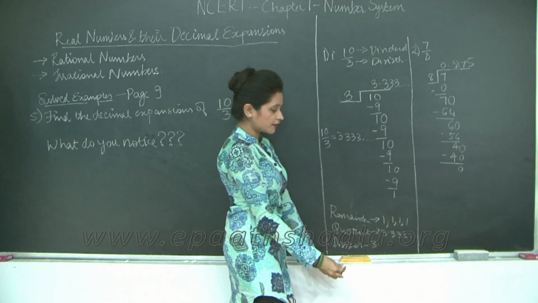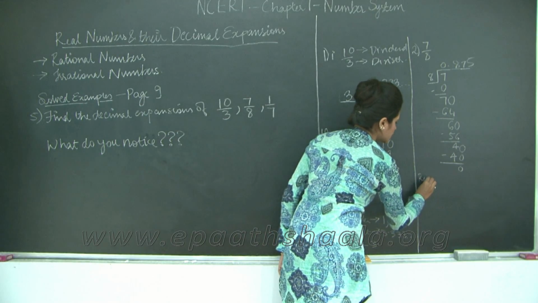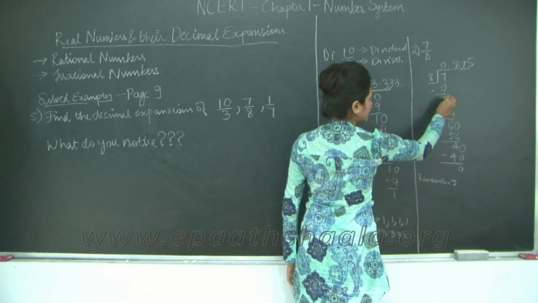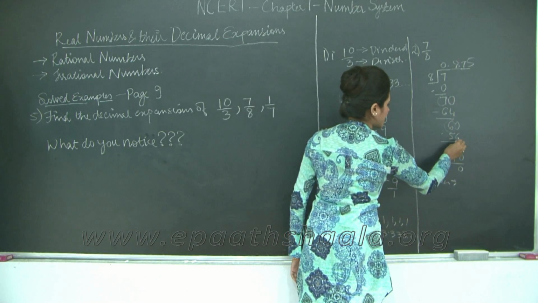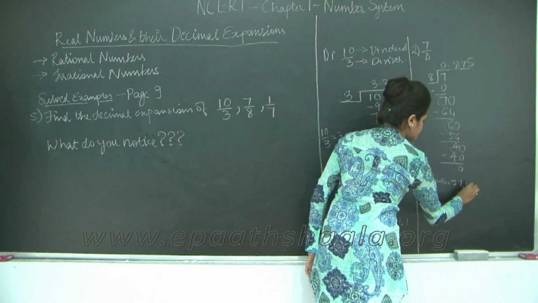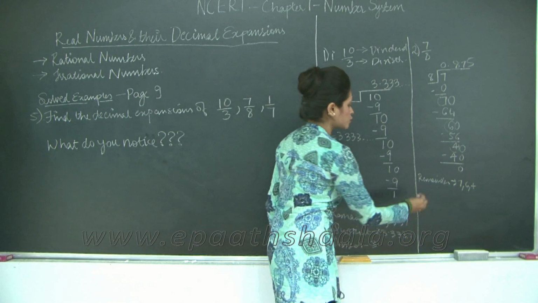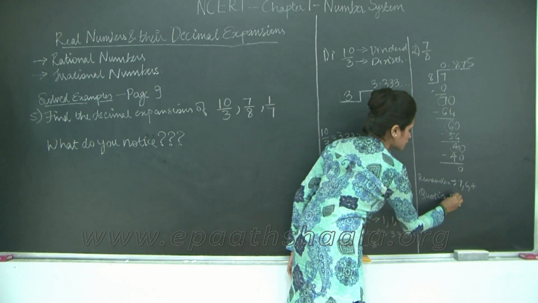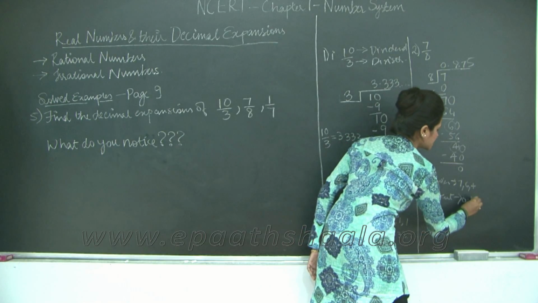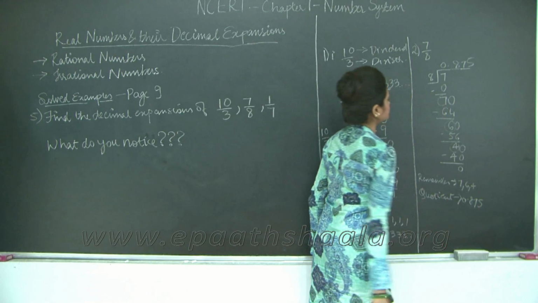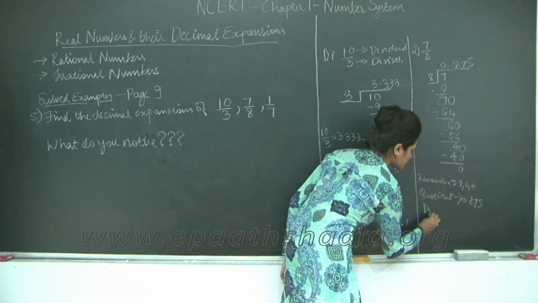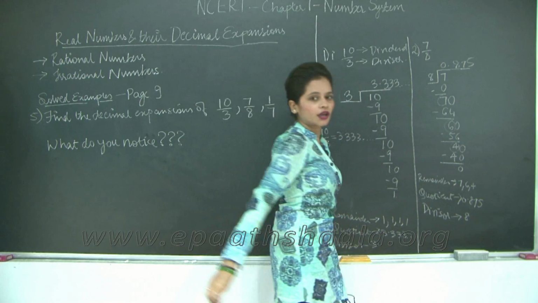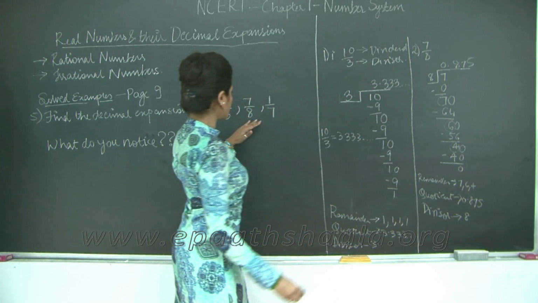So let us write down these points. The sequence of my remainders are as follows. I have 7, I have 6 and I have 4. Okay, my quotient is 0.875 and my divisor is 8. Right? Now we'll take a look at the third one, which is 1 upon 7.